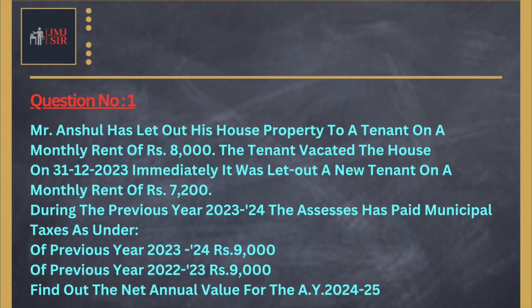During the previous year 23-24, the assessee has paid municipal taxes of the previous year 23-24, rupees 9,000, and of the previous year 22-23, rupees 9,000. Remember, it is already instructed that both the amounts of taxes are paid during the previous year. Remember this and find out the net annual value for the assessment year 24-25.